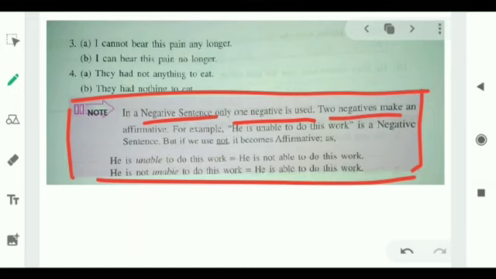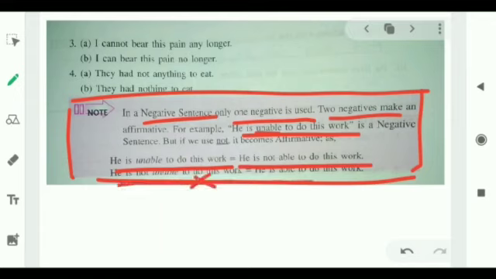So for example, he is unable to do this work is a negative sentence, right? Unable itself is a negative word. But if we use not, it becomes affirmative. Like, he is unable to do his work. He is not able to do this work. We cannot say he is not unable to do this work, like over here. This one will become wrong. He is able to do his work. So please remember, in a statement, you are not going to use two negatives.